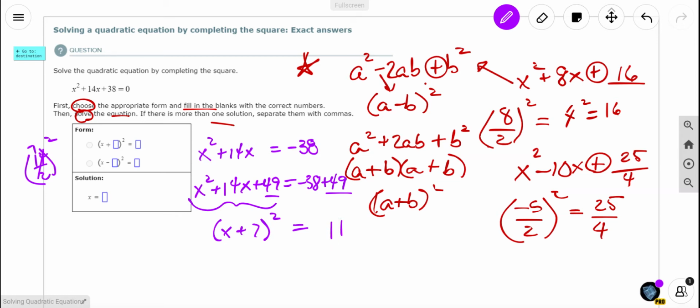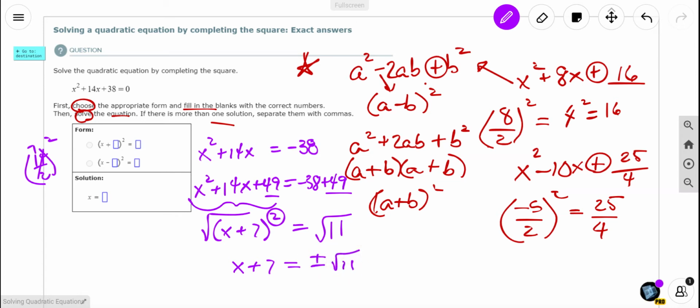Well, the whole point of doing this is so you could get a perfect square, so we could then take the square root of both sides. And then the square root of a square is going to be x plus 7, and that's going to be plus or minus square root of 11. Now, you can't find the square root of 11.